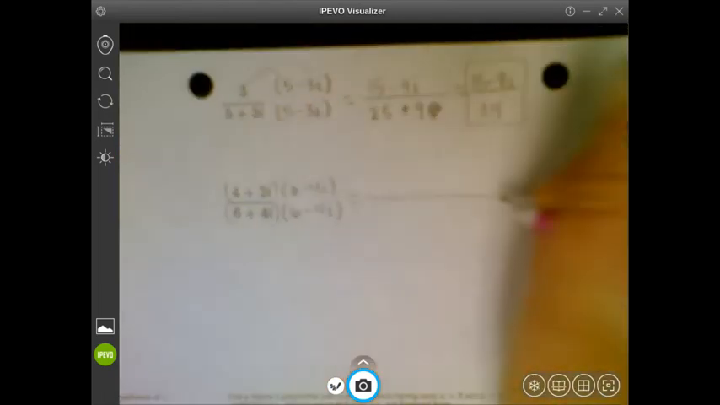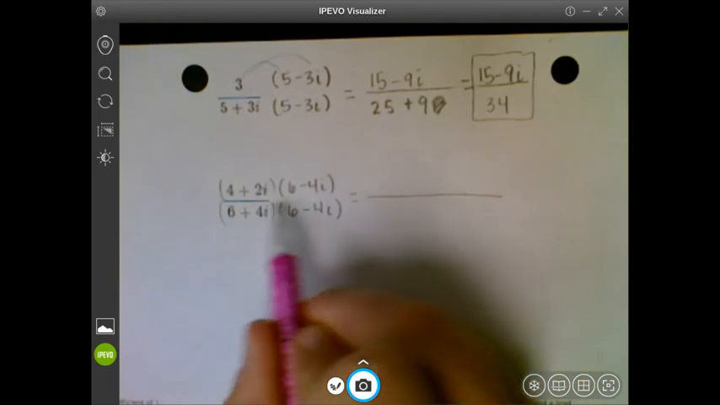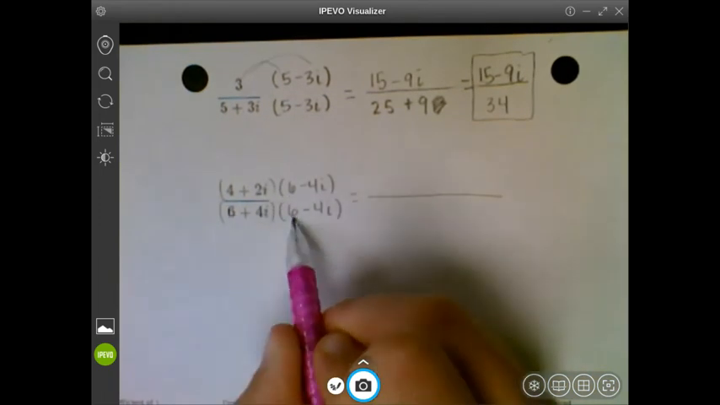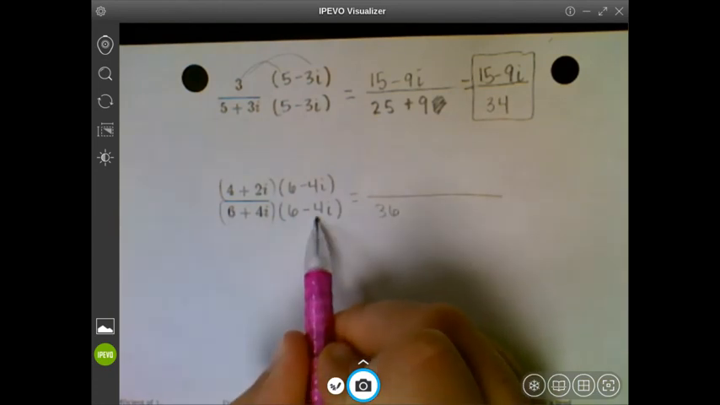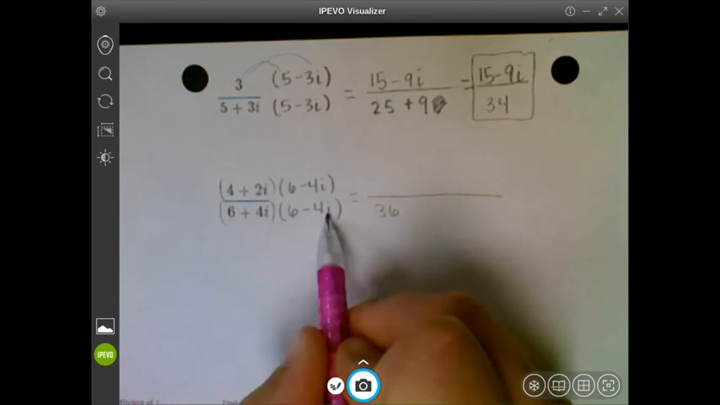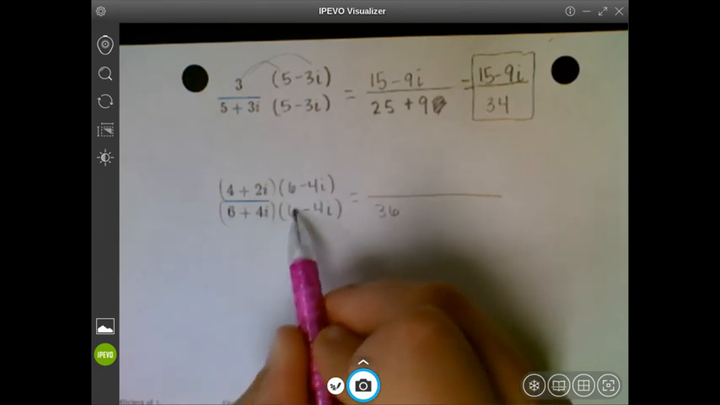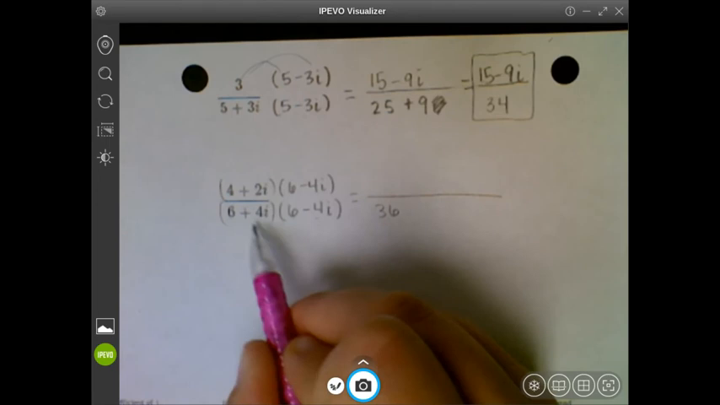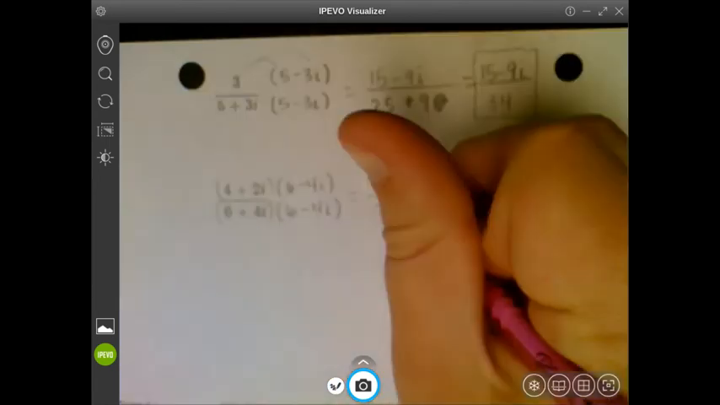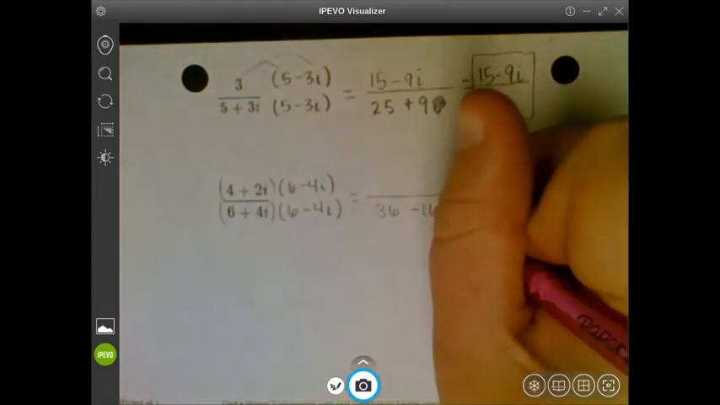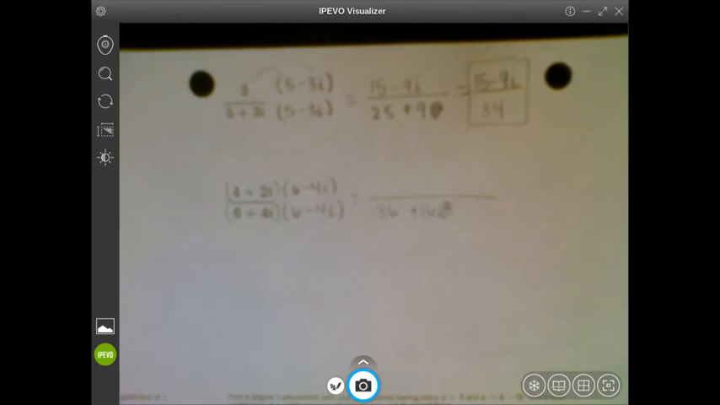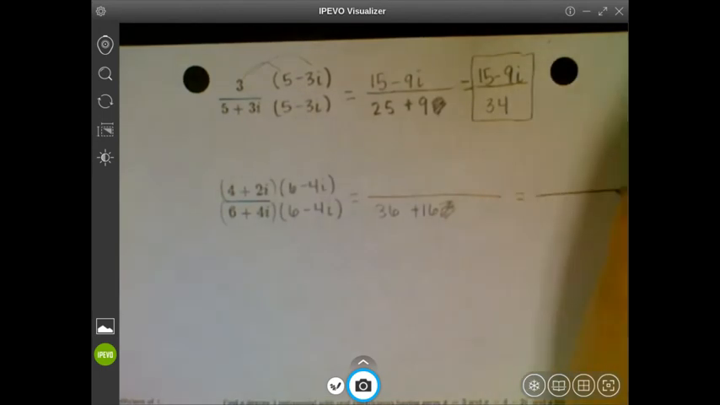I like to take care of the denominator first because that was the one that we set up, right? So 6 times 6, that's 36. And then 6 times negative 4i is negative 24i. And then you have the positive 24i here. So those two terms will cancel each other out. And then at the end, you have 4i times negative 4i, which is negative 16i squared. And the i squared changes the negative 16 to a positive 16. So that denominator is 52.